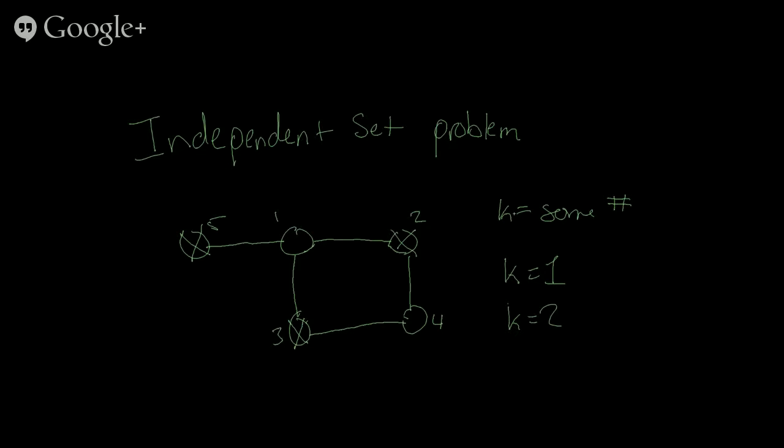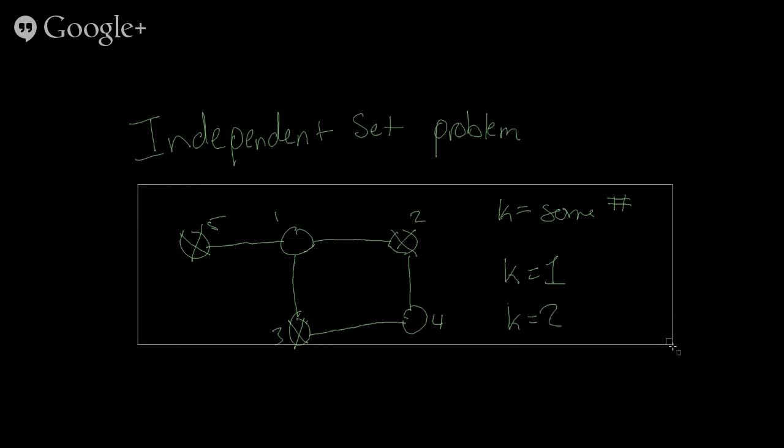Now, assume that we are given a solution to the problem. So we have given someone, here's your graph, here's your k, and they give us a solution back. All we want to do is check to see if that solution is correct. So in order to do that, let's think about what we need to know.